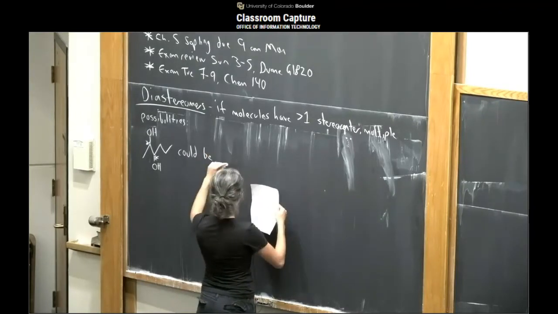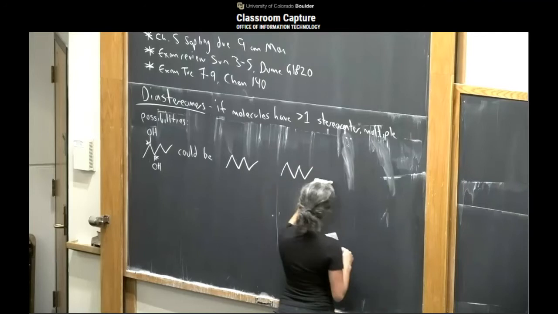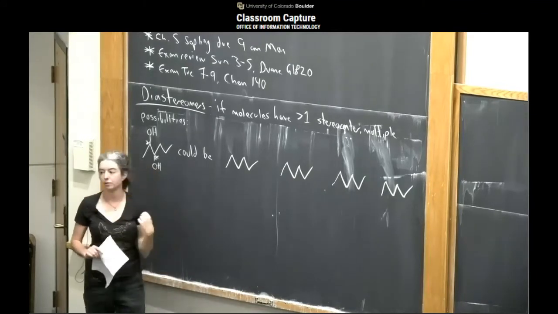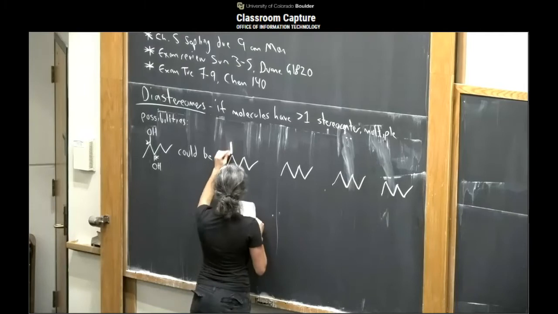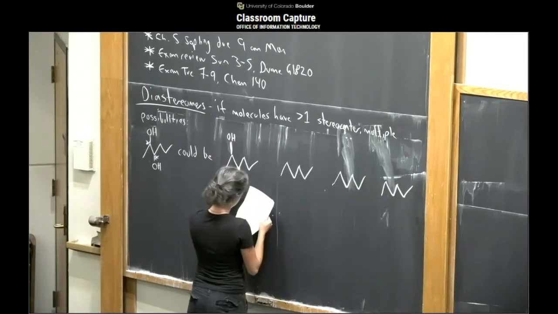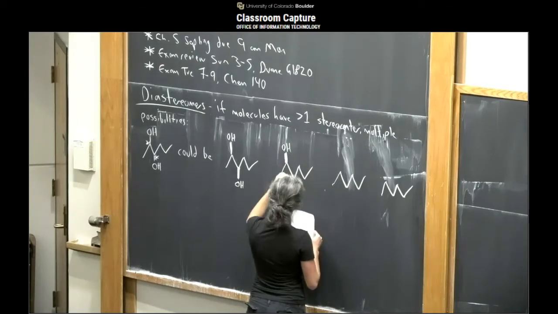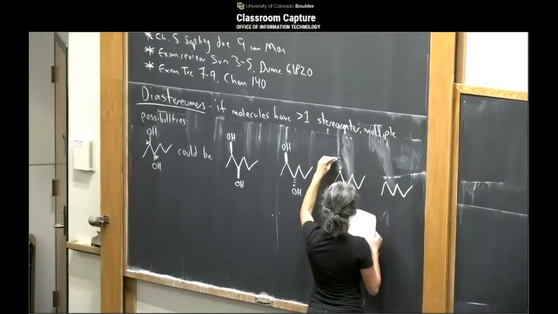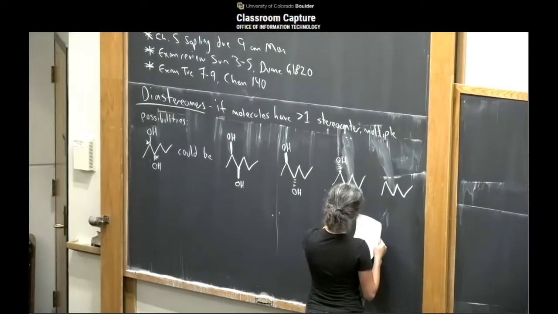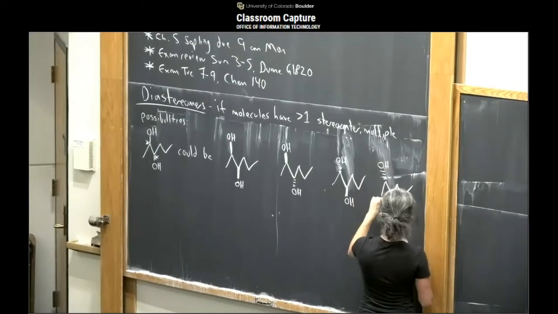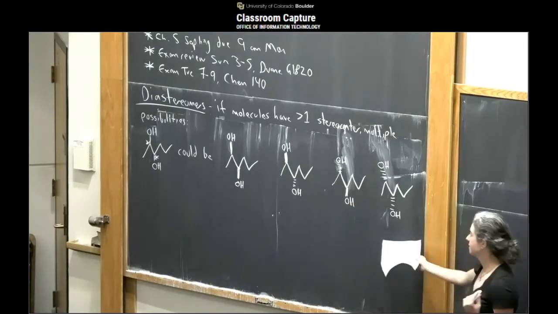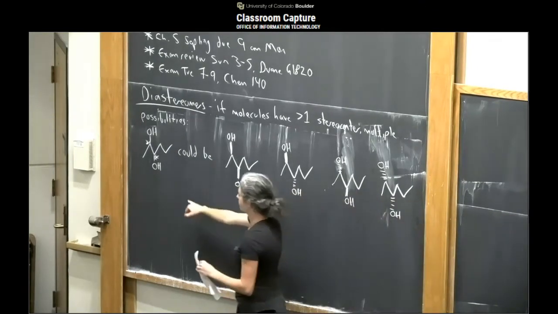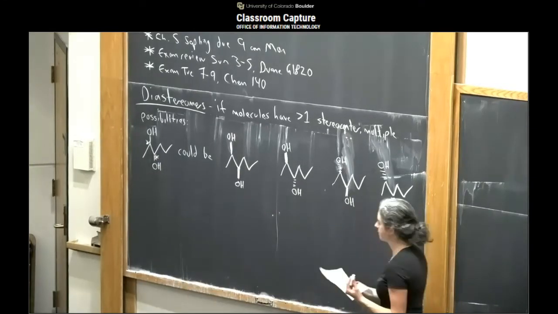So I'm going to draw the template structure first. So each OH could be bold or dashed. So I'm going to go through this: bold and bold, bold and dashed, dashed and bold, or dashed and dashed. So any one of these four, what's called stereoisomers, could be the molecule that I'm drawing over here, if I'm being vague as to what the actual geometry is.